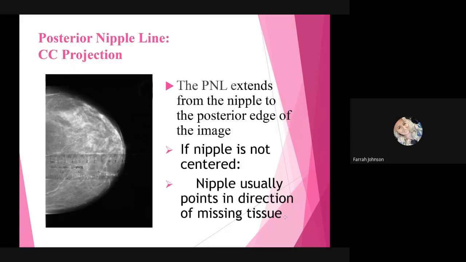So for the posterior nipple line on the CC projection, the PNL should extend from the nipple to the posterior edge of the image. If the nipple is not centered, the nipple is usually going to point in the direction of missing tissue. So if the nipple is not directly centered to your board, it will literally point to the side that you are clipping. So for example, if you're not including adequate lateral tissue, you will see that the nipple should be pointing more towards the lateral side of the breast.